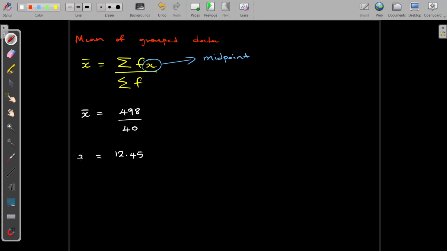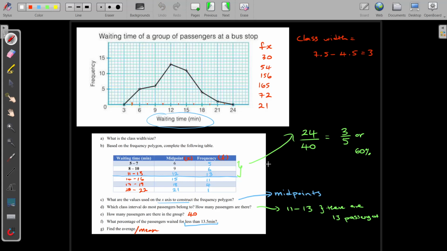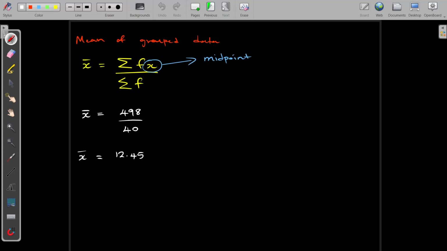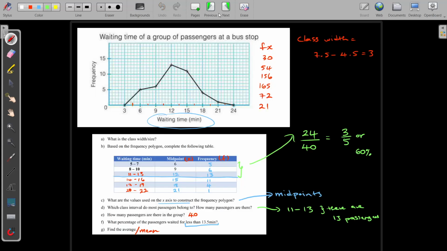And what does this average represent? The average frequency. What is this question focusing on? The waiting time. Exactly. So x bar here represents the average waiting time, and the average waiting time is 12.45 minutes. And that would be it for this question.